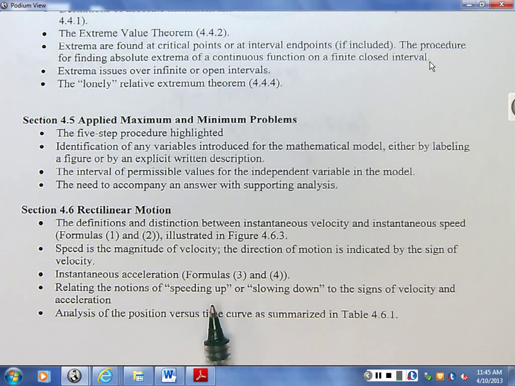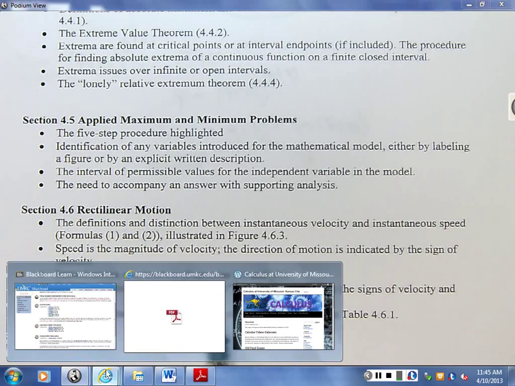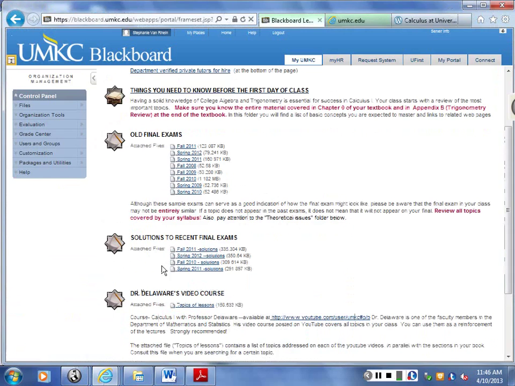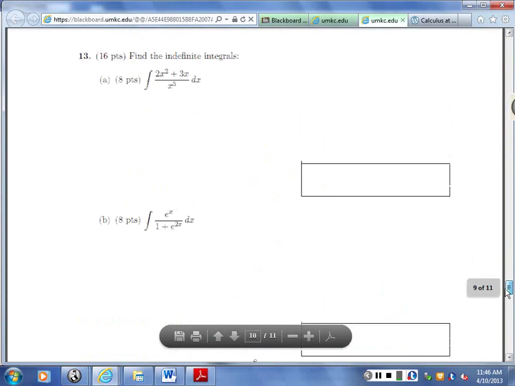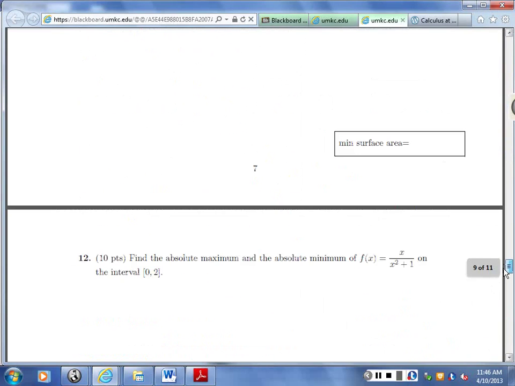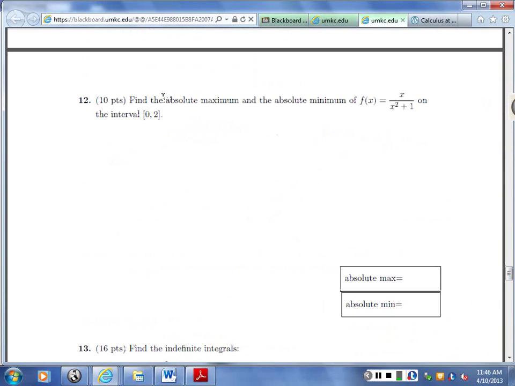Yeah, maximum minimum problems. If you look at old final exams, that will give you an idea, and not all of them have a maximum and minimum problem. Find the absolute maximum and the absolute minimum of this function on this interval. Well, first off, you have to see if it's defined on that interval, and it is, so we don't have any issues there. But differentiating this function, we have to use the quotient rule.